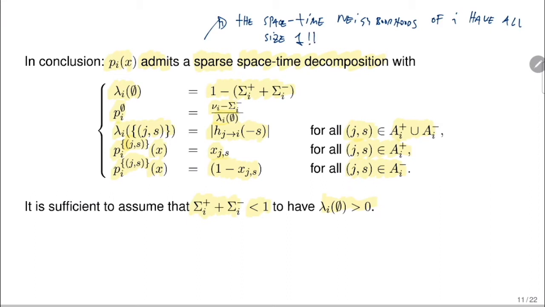Okay, so this is a very interesting property of this model. And a second interesting property is that if I take a pair js which is in the excitatory set, then the corresponding function pi of x is just x_js. So I'm copying exactly the value of the pair js. And now, if I take a pair js which is in the set A_i minus, the function pi of x of the corresponding pair is going to be 1 minus x_js. I'm flipping the sign that we had in the pair js. So this is a very nice description of the model.